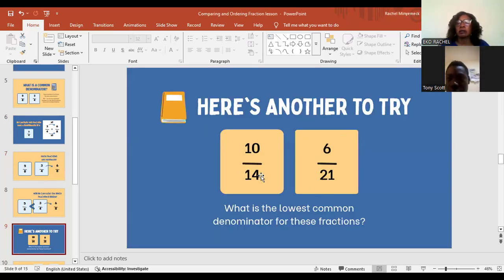Okay, now what is the lowest common denominator of this fraction? The lowest is 3. Yes, what's the lowest common denominator?